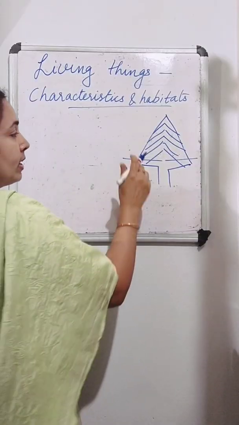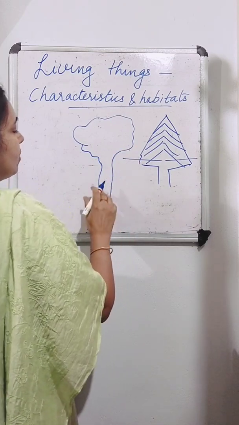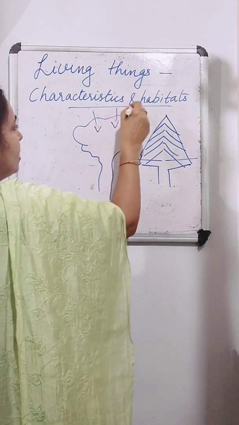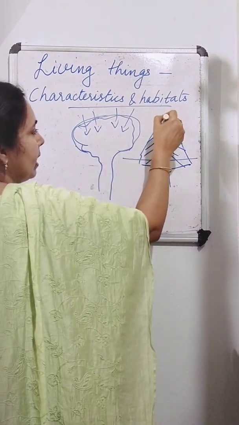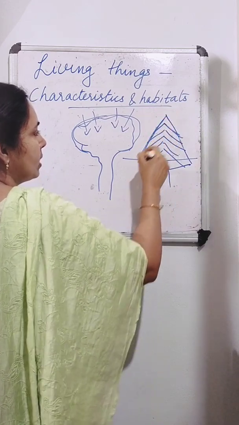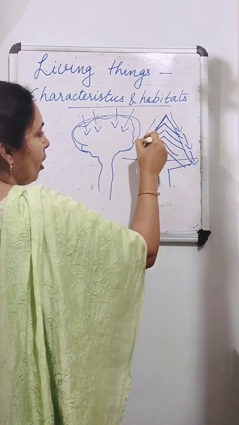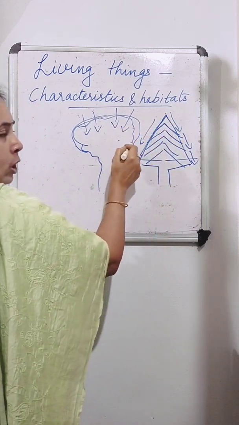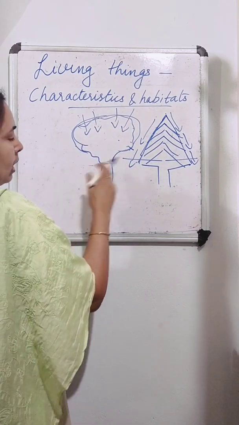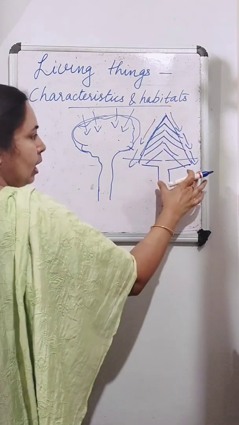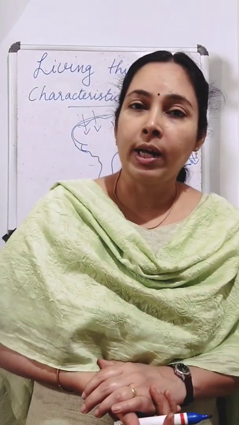So what is the advantage of this? If the trees on mountains are like this, what happens? We know snowfall takes place. When the snow falls, the snow will get deposited on the trees. But here they have sloping branches and cone shape. So the snow will not be deposited on the top. Snow will slide and fall down. If snow is deposited on the top, what happens? It becomes heavy on the top, and when wind blows, the tree may fall down. So they have a cone shape and sloping branches so that they can survive in the mountain regions.